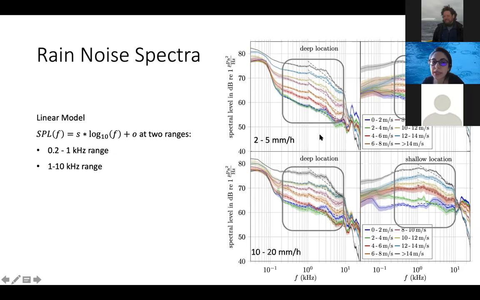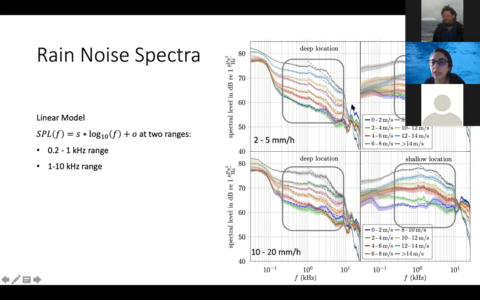What I'm showing here is spectral level on the y-axis, frequency on the x-axis, deep location on the left side, shallow location on the right side. Different colors mean different wind speeds, and I show two different categories of rain rate, 2 to 5 millimeters per hour and 10 to 20 millimeters per hour. Again, we want to model this noise. So we found that if we have two different frequency ranges, it's best to have a linear regression model in these two frequency ranges, as you see with dashed lines.